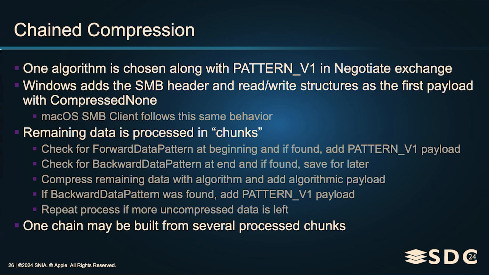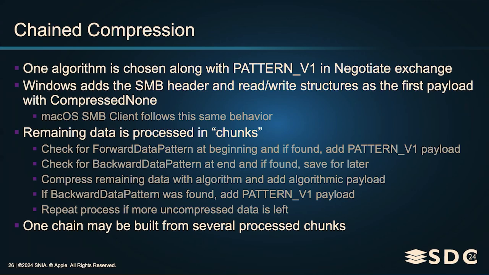Chain compression. Again, the server will pick one algorithm, but it's always assumed that you also get pattern V1. Windows adds the SMB header and the read-write structures as the first chained element, but then they set the compression to be compressed none. So again, it's skipping the header and the read-write structures. The remaining data is actually processed in chunks. This was a surprise to me.